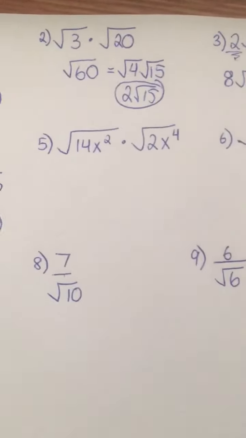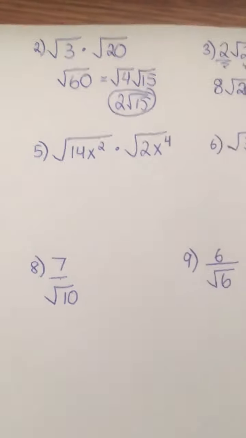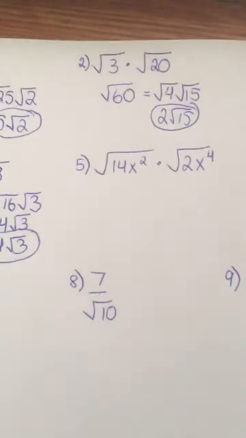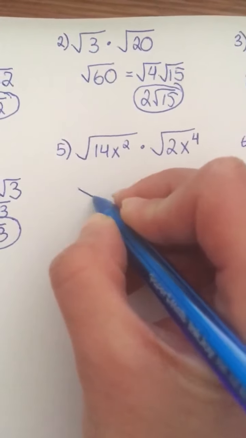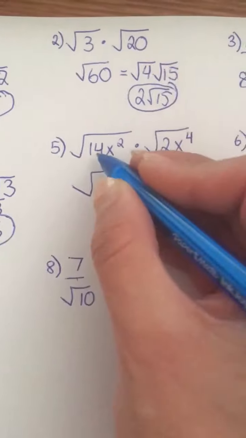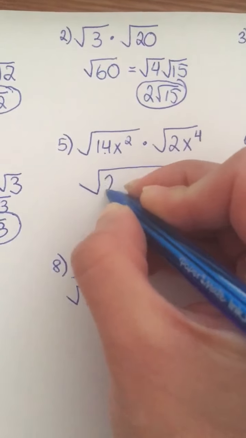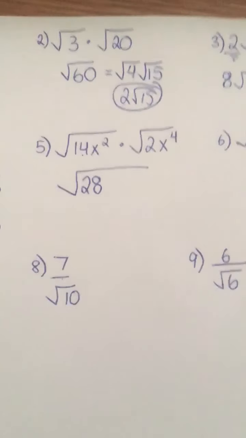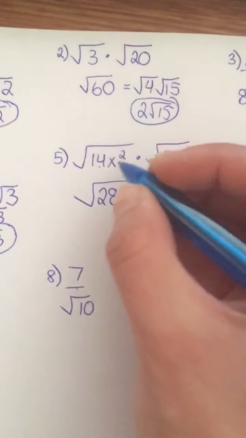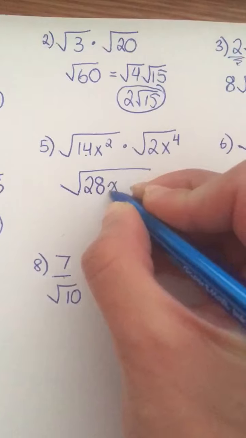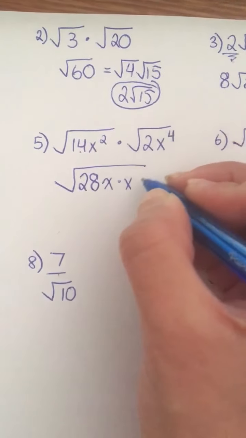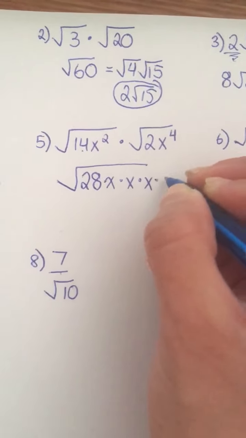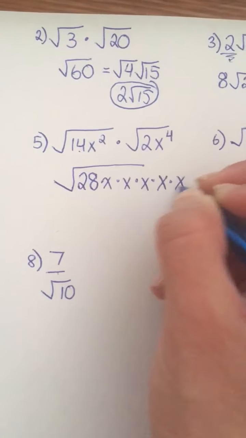Sometimes you'll also see variables within the radical. So we're still going to just combine everything together. So one radical, and then we'll simplify. 14 times 2 is 28. And now these x's, I want to write them out. I'm never going to give you too many that it will be too much to write out. So x squared is x times x. And x to the 4th is x times itself 4 times. 1, 2, 3, 4.